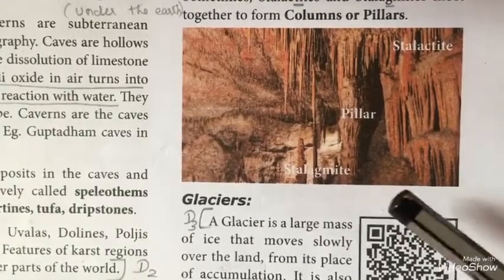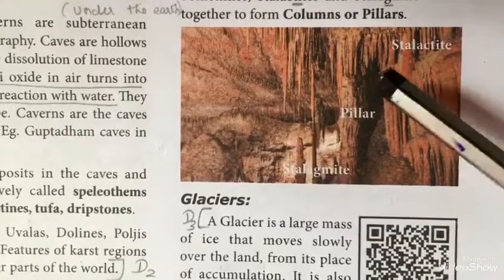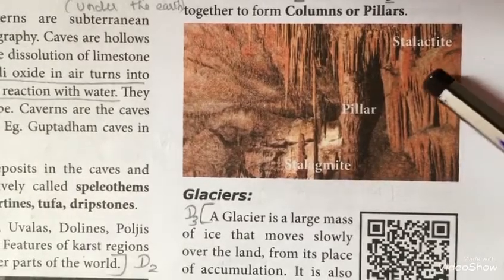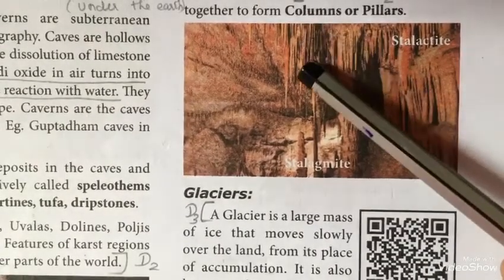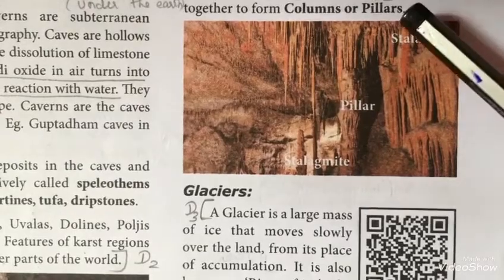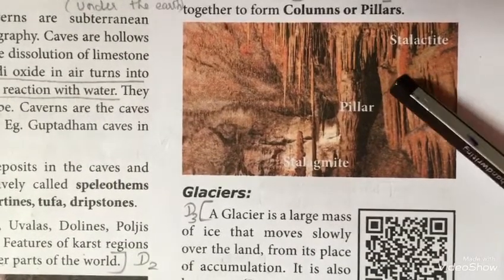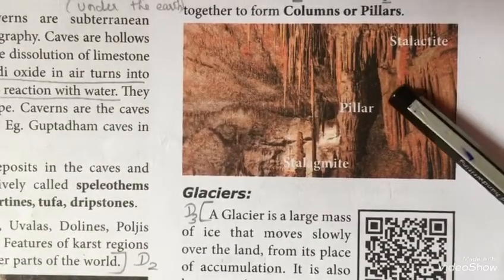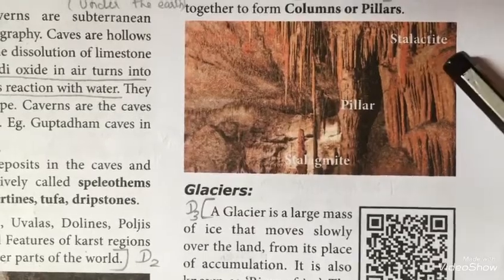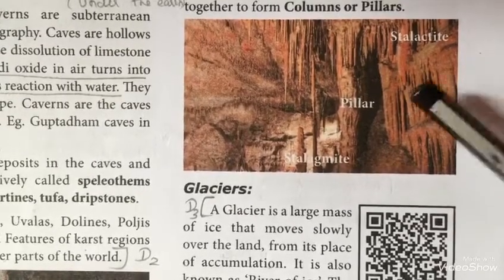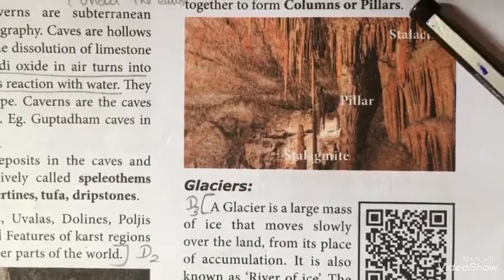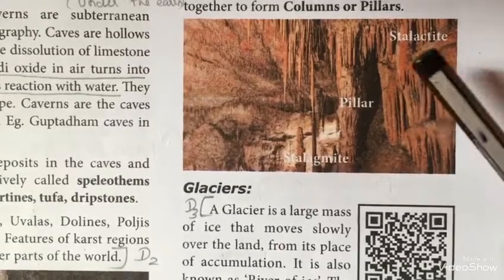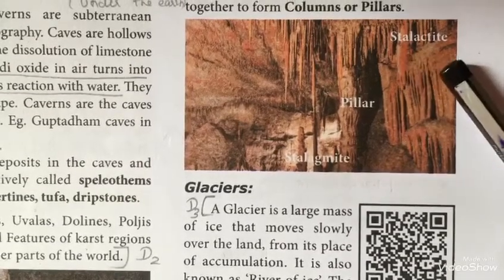So listen here. This is a cave. The water which contains the calcite drips from the ceiling of the cave. Then the water evaporates, so the remaining calcite will hang like this. This is known as stalactite. Clear? So the water which contains the calcite drips from the ceiling, the water evaporates and the calcite remains here. This landform is known as stalactite.